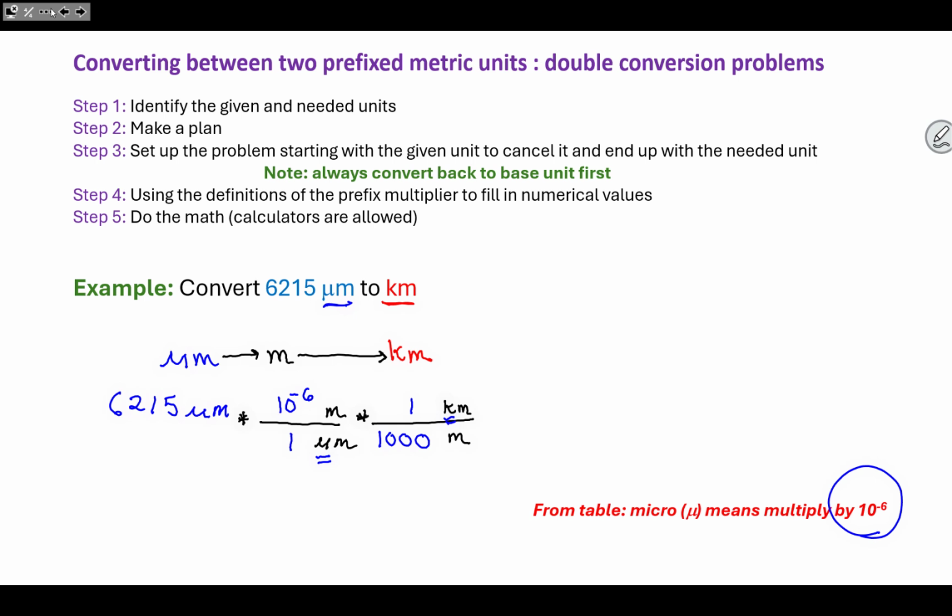Now, you can either punch this into your calculator or you can do the math in your head. The answer in scientific notation is 6.215 times 10 to the minus 6 kilometers. In standard notation, it is 0.000006215 kilometers. That concludes this lesson.